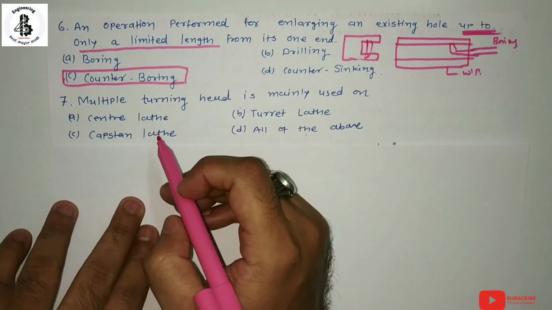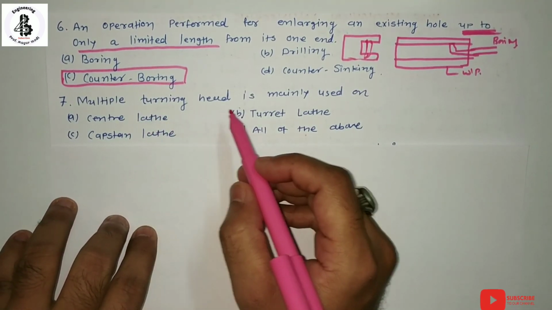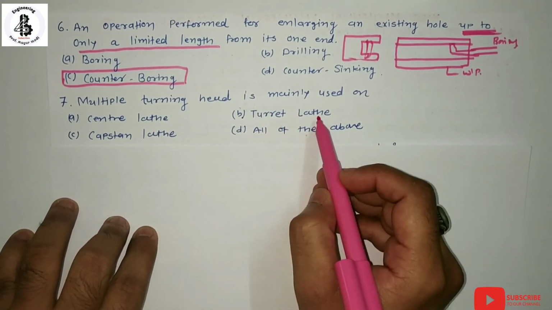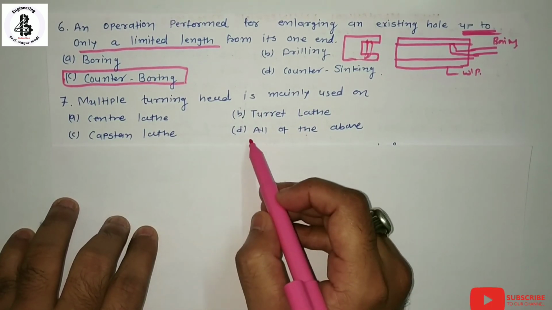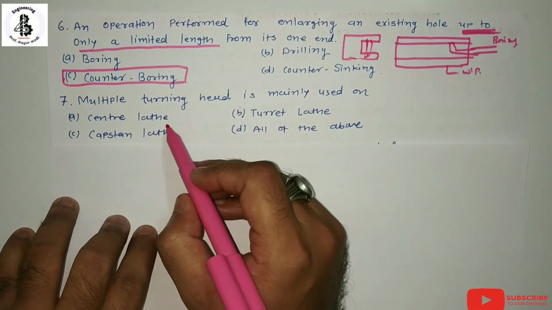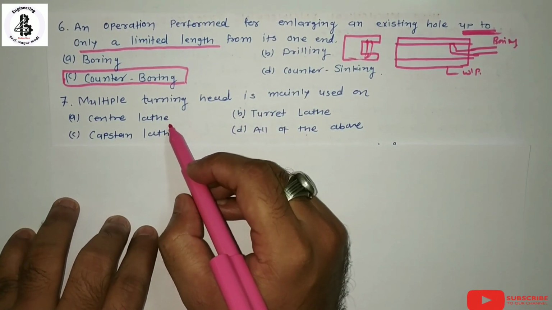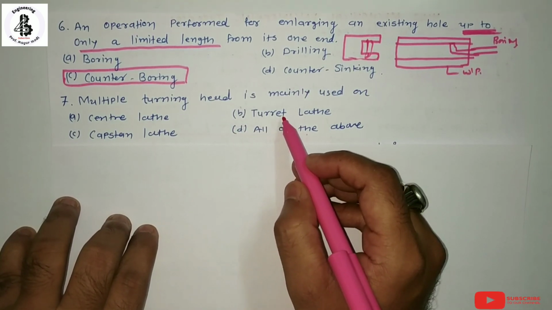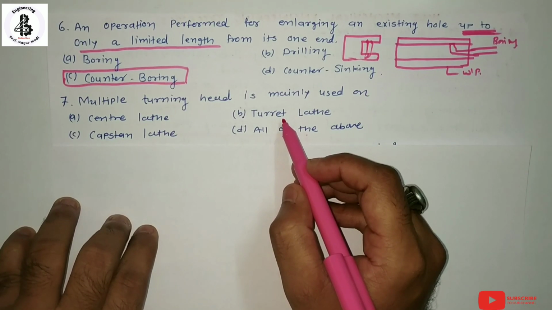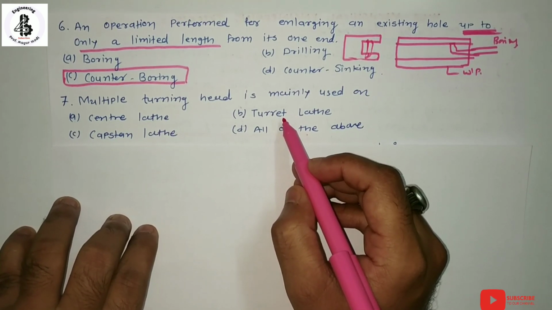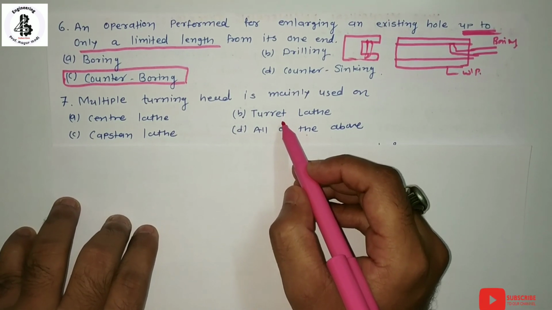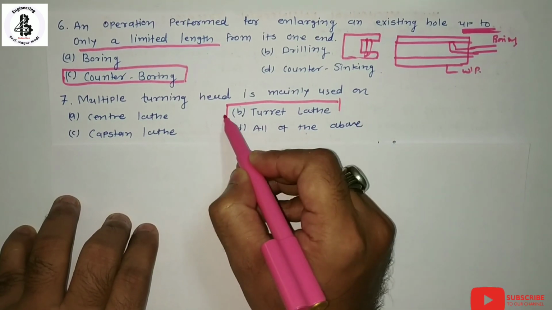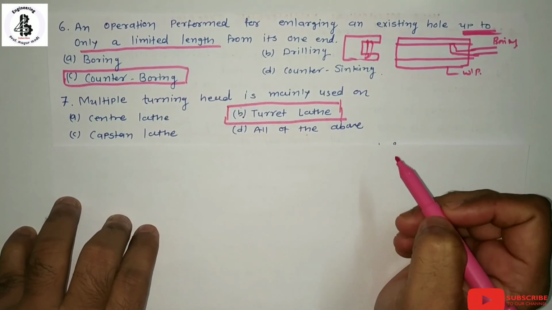The next, multiple turning head is mainly used for option A center lathe, option B turret lathe, option C capstan lathe, and option D all of the above. In the center lathe, only a single operation is carried out at a time. For the turret lathe, you can use the hexagonal turret, so you can use up to 6 tools, so a multiple turning head is available. In capstan that is not possible. So according to this, the turret lathe has multiple turning heads.